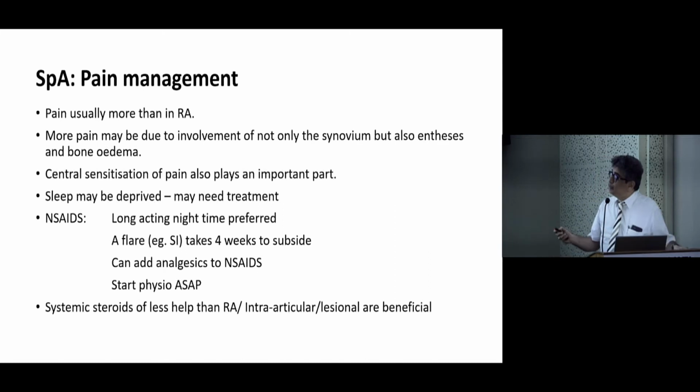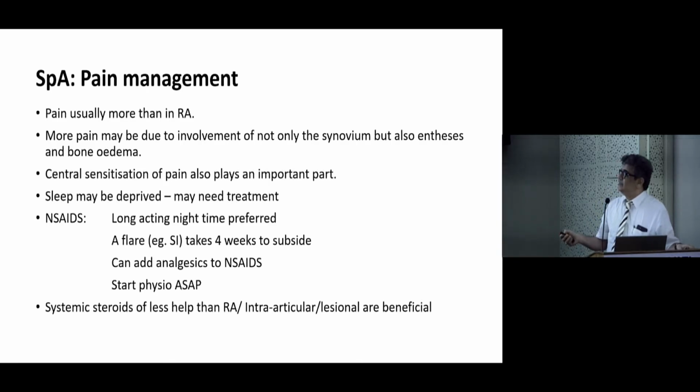And the reason could be that apart from involvement of the synovium, they also have enthesitis and bone edema. Usually if you see a peripheral arthritis of rheumatoid, only the PIP and MCP will be swollen. But if you see a dactylitis of a spondylo, even the intervening bone between the two joints is very tender. So they have a periostitis there. Even clinically, you can pick it up and modify your treatment.